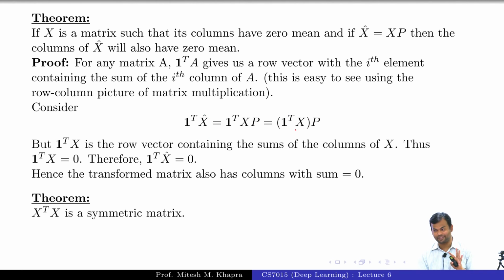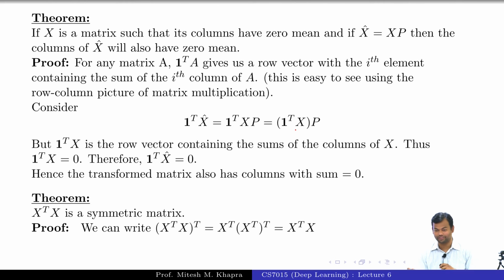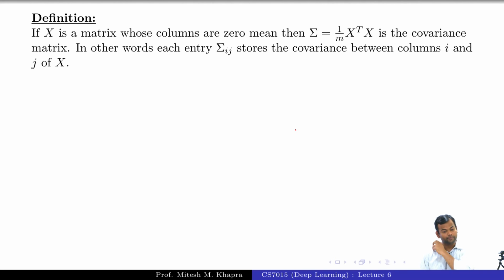X transpose X is a symmetric matrix, and I still have the proof for that. Now, if X is a matrix whose columns are 0 mean, then a matrix sigma, which I'm going to call the covariance matrix, is given by this. How many of you agree with this? How many of you have seen the covariance matrix before? Okay, good. So all of you agree that this is the covariance matrix? If you don't, please raise your hands. If you don't, you will not understand the rest of the stuff. Now you have to be given the right incentive.